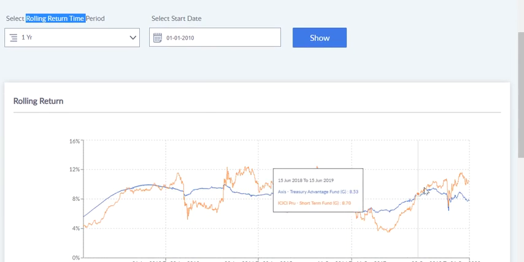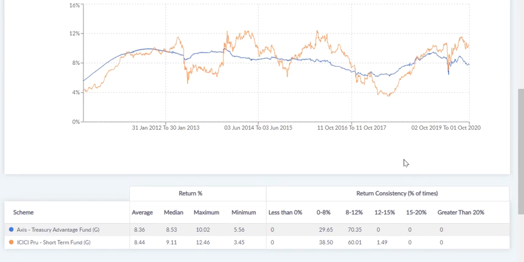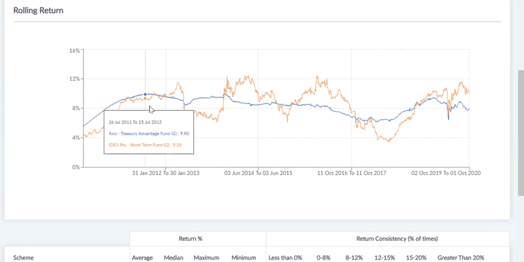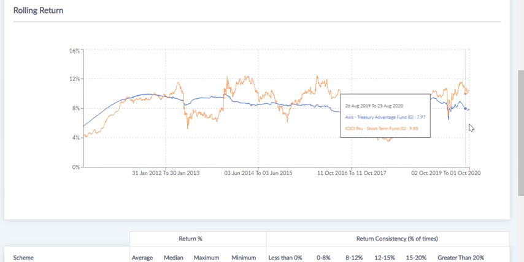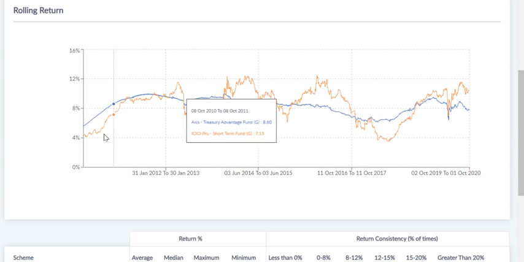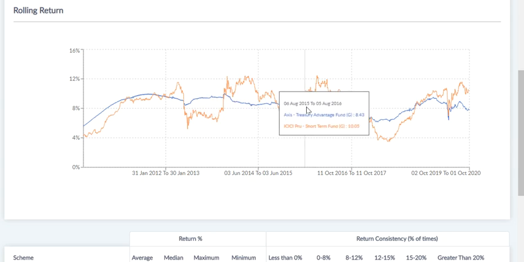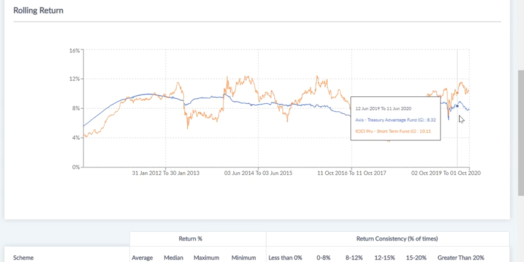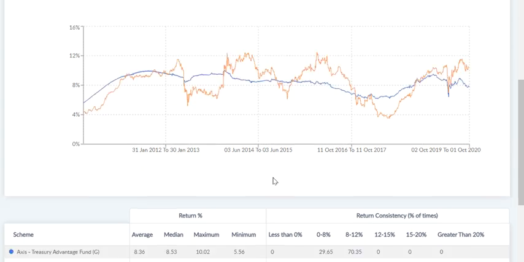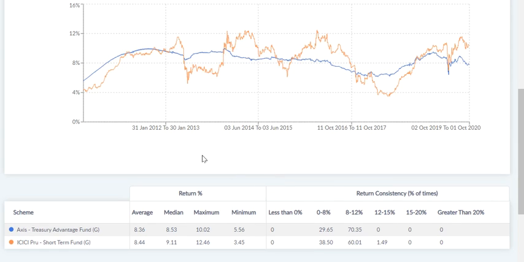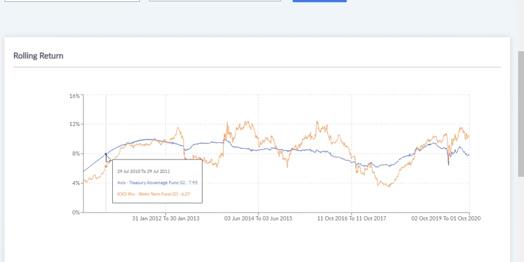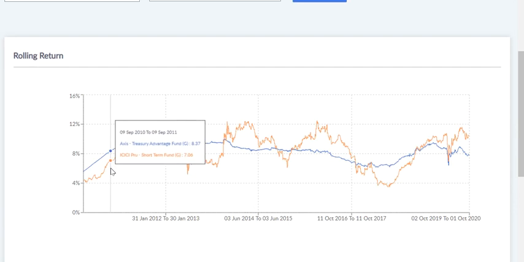Okay, so the result has come. You see this blue line. Yes, there is some fluctuation of course in 1 year, and this orange line has greater fluctuation, or more variation, than this blue line. Now this blue line is nothing but your Axis Treasury Advantage Fund, and the orange line is ICICI Pru Short Term Fund. So what does a 1 year rolling return mean?